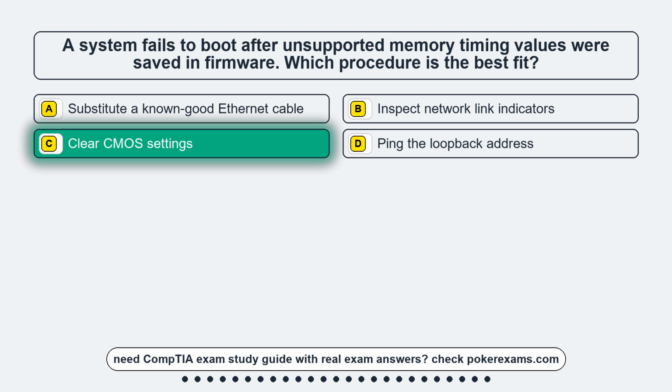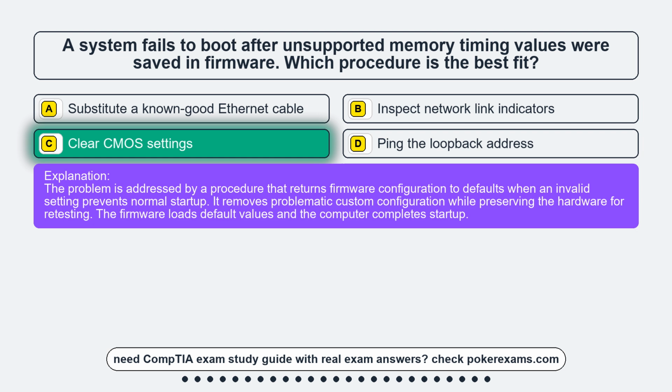The correct answer is option C, clear CMOS settings. The problem is addressed by a procedure that returns firmware configuration to defaults when an invalid setting prevents normal startup. It removes problematic custom configuration while preserving the hardware for retesting. The firmware loads default values and the computer completes startup.